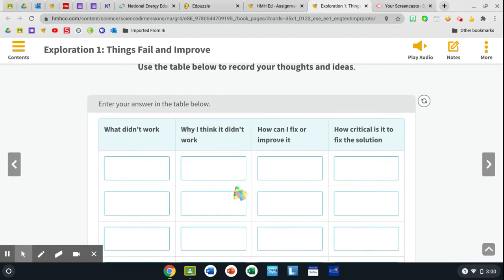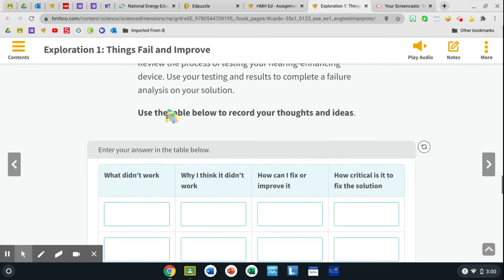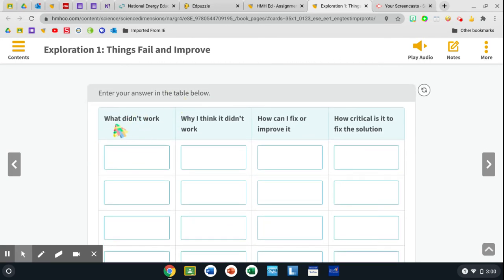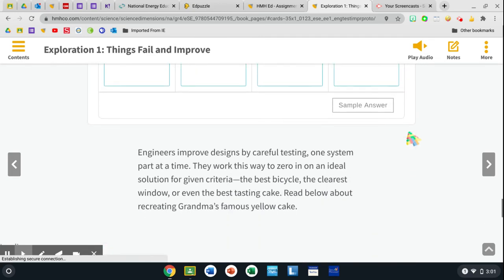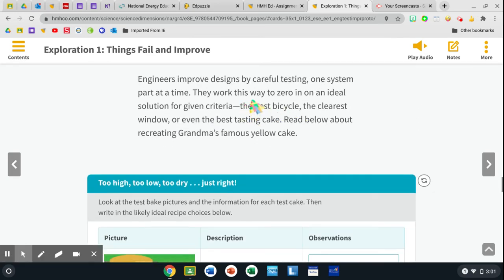So we're not going to do this because we really did not make this. But when you do a failure analysis, you're going to say what didn't work, why do you think it didn't work, how can I fix or improve it, and how critical is it to fix the solution. So is it important that it gets done? So we're going to skip that part.